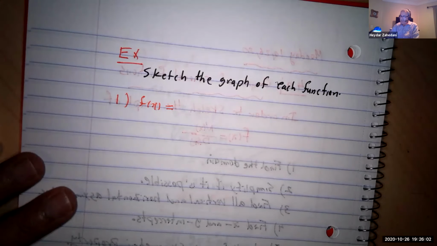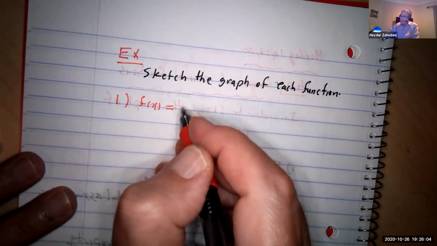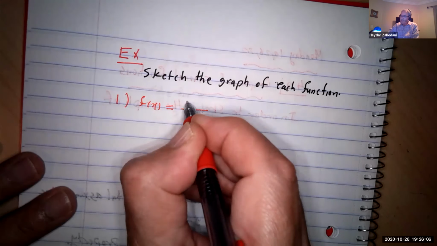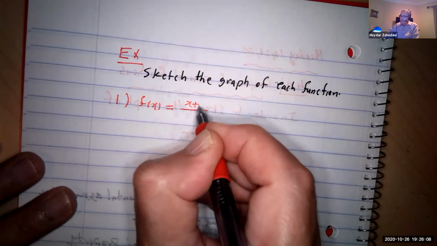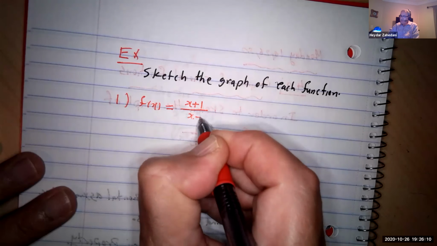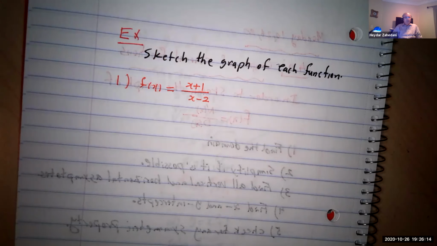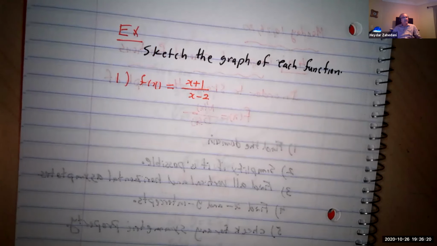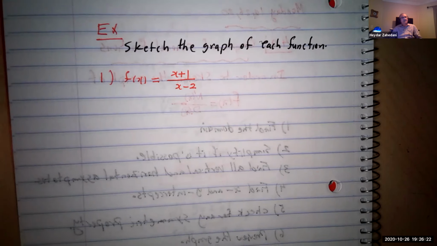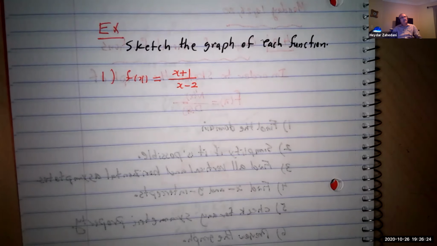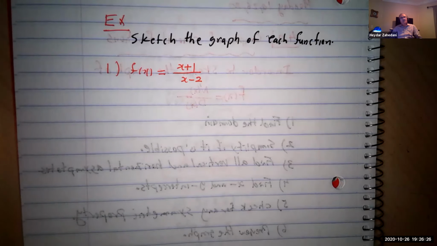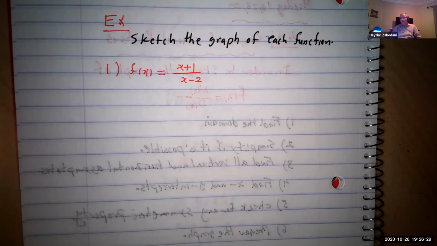Okay, and this is it. The top is going to be x plus 1. The bottom one would be x minus 2. That's type 1. The degree of the top and the bottom are both 1. We get a nice graph in this case. There is nothing complicated about this one, but you have to give us all the details that I'm going to talk about.